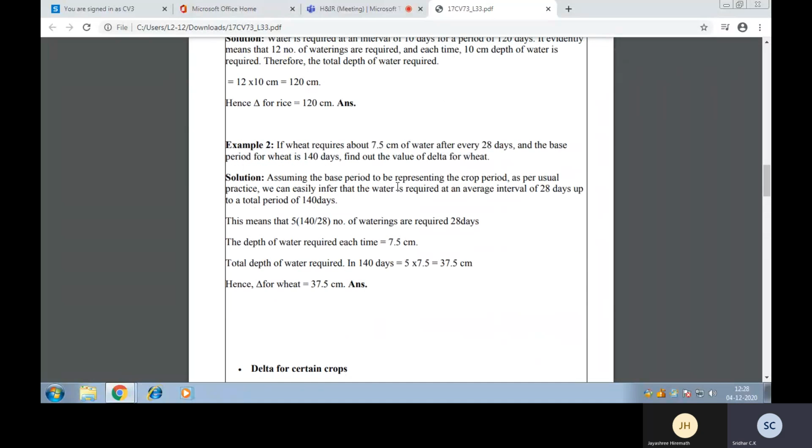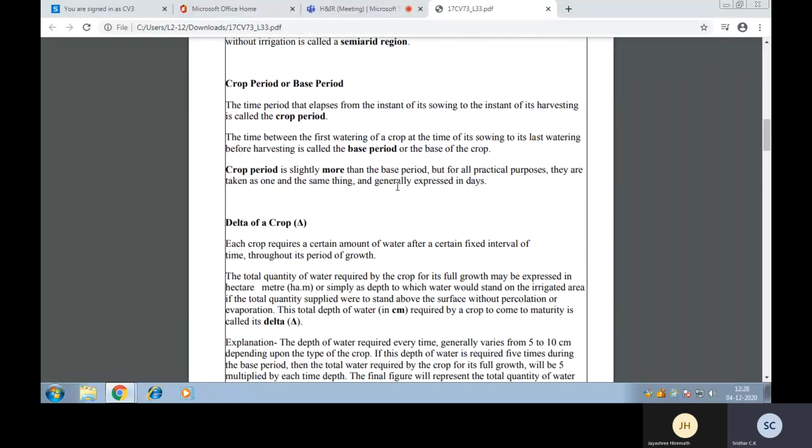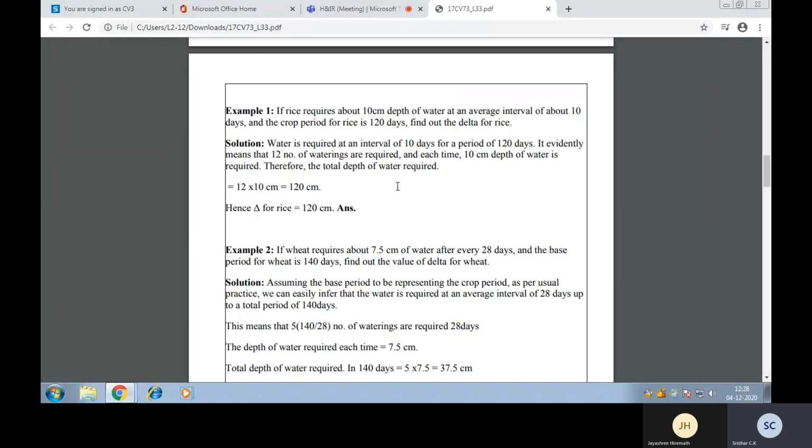Now let us concentrate on certain examples here. Very simple examples related to the calculations of the depth of water. We call it duty. That is called delta. Delta is what is required. So I will just go through this first problem. Very simple problems are there. If rice requires about 10 centimeter depth of water at an average interval of about 10 days, and the crop period for rice is 120 days, find the delta for the rice.